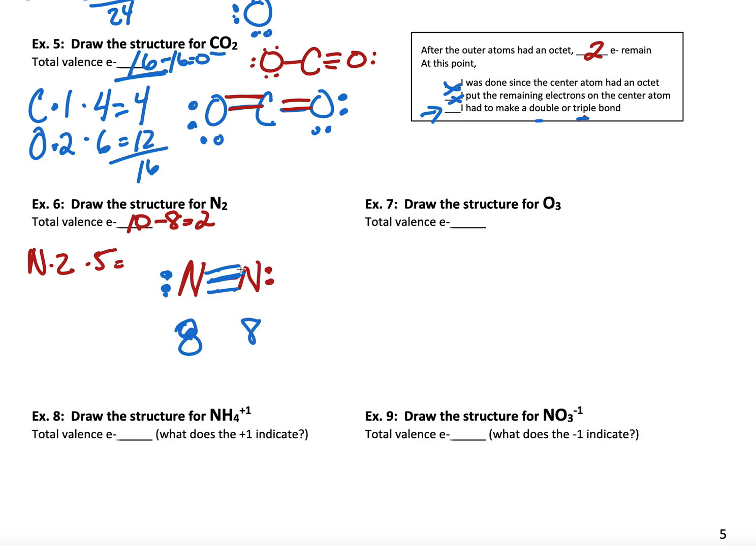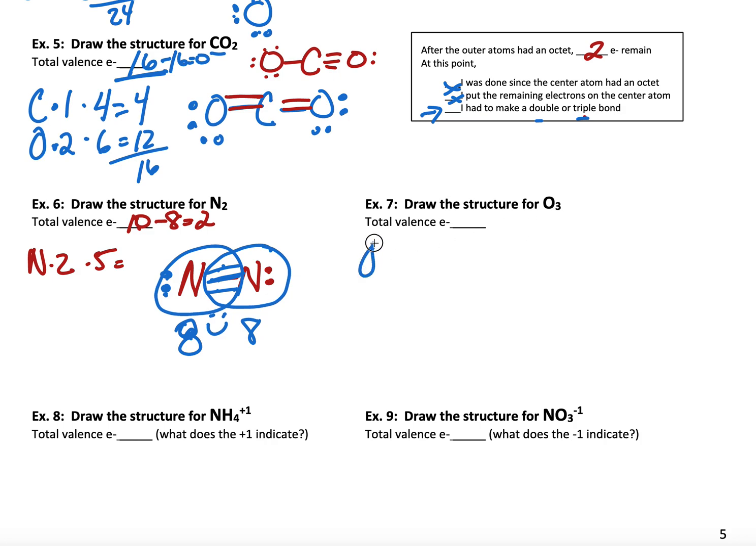1, 2 are on the outside. 3, 4, 5, 6, 7, 8. Everybody's happy because everybody has 8. These electrons zip around this nitrogen and they zip around this nitrogen. Everybody's got the 8.